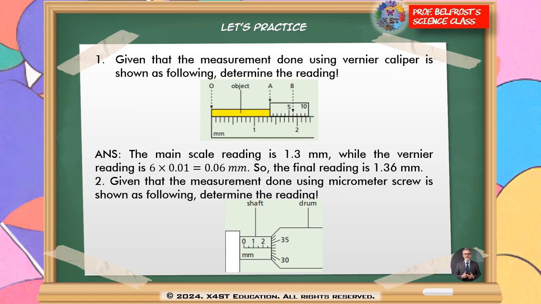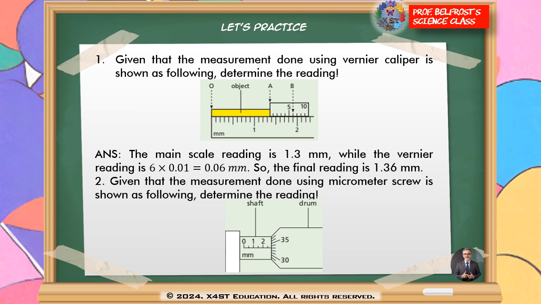We have reached the end and now we practice a little, right? So first, the measurement done using the Vernier caliper is shown as follows. Determine the reading. We see the main scale is 1.3, so the main scale reading is 1.3 millimeters. You see the position A.